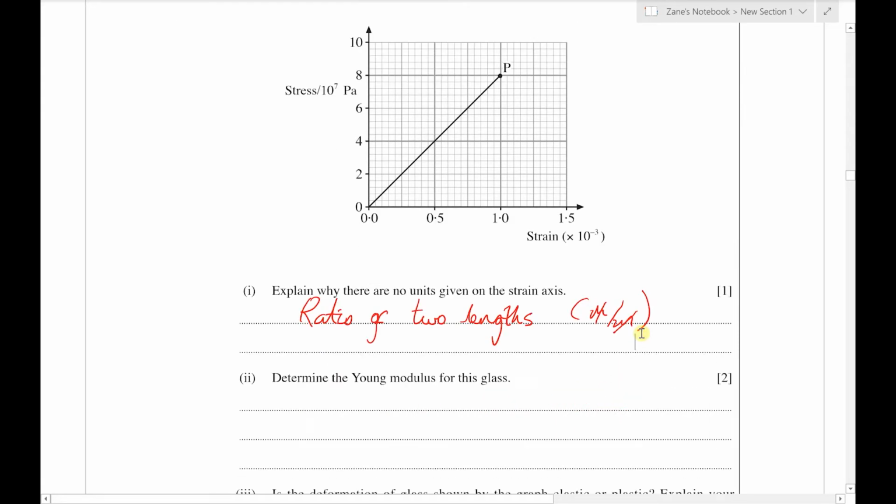Next, we're asked to determine the Young modulus for the glass. Well, the Young modulus is the stress over the strain. We can read the stress and strain directly from the graph. Might as well use the biggest values, smaller percentage uncertainties involved in reading off the graph then. So the stress is 8, but we mustn't forget that it's actually 8 times 10 to the 7 pascals. I've seen lots of people fail to read the units on the axes of the graph. And similarly, the strain is 1, but it's 1 times 10 to the minus 3. We can see that over here. So this will give us an answer in the end of 8 times 10 to the 10 pascals.